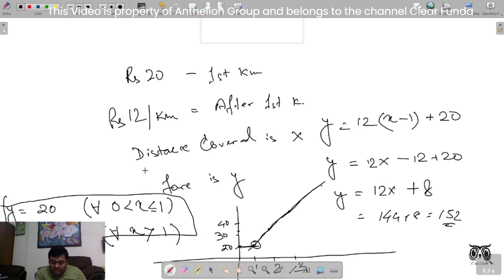Probably if your school teacher thinks that in the 9th standard you should write it like this, then you can write like this. Actually, you should take this problem to your school teacher and ask whether we should write it like this, or simply write y equals 12x plus 8 and continue with that. Okay.